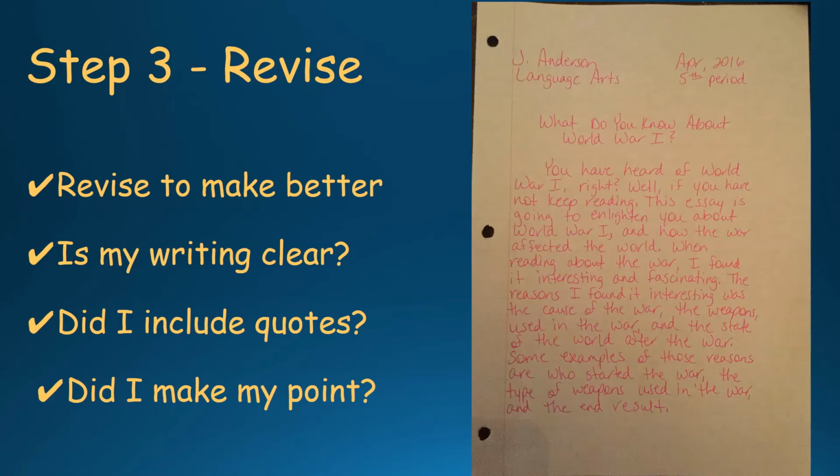Okay, so after we have drafted our first draft, we have all of our thoughts down. Now we're going to go back and start step 3 of the writing process, which is simply revising. So we're going to move some things around. We're going to erase some words, like what I found right here: instead of saying "I found it interesting was the cause of the war," I could say "the reasons I found it interesting was how the war started." So I'm going to revise that, and you'll see that in the final copy of my revisions.